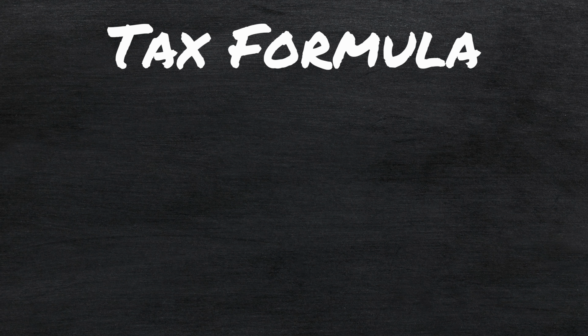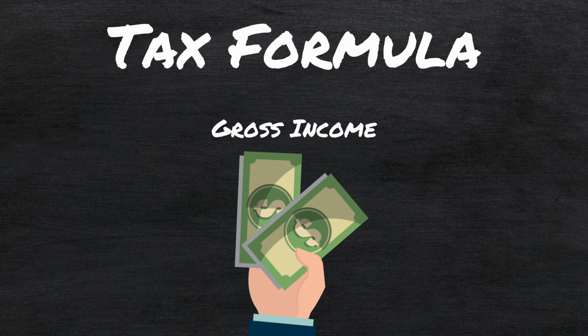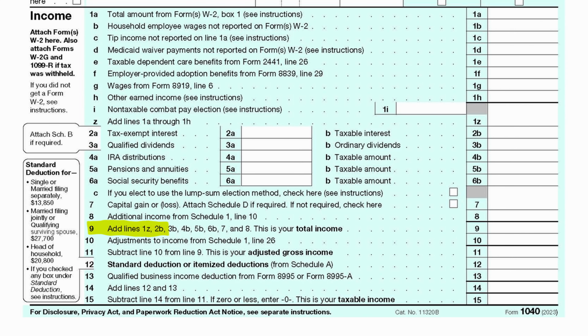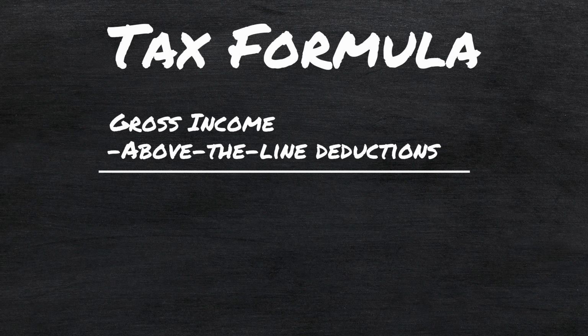At the top of the formula, we have gross income, which is all your wages, interest, dividends, taxable Social Security benefits, and taxable retirement account distributions coming together to make your gross income, which can be found on line 9 of the IRS Form 1040. The next part of the formula is subtracting any above the line deductions.